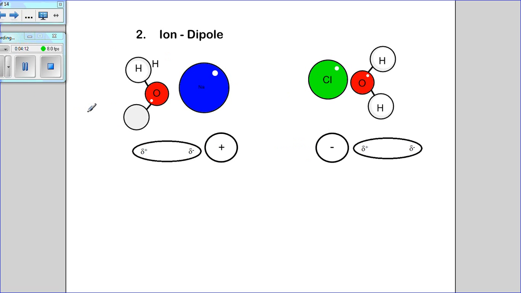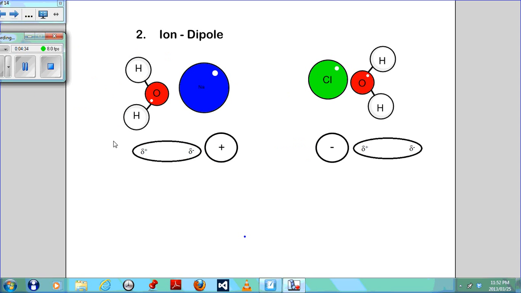Now, another example of an intermolecular force will be found between an ion and a dipole. So here we have water, which is a dipole or a polar molecule. And as we discussed previously, we know that water has an oxygen side, which is slightly negative, and a hydrogen side, which is slightly positive. So when we have the water molecule coming into the vicinity of a sodium ion, we see a bond takes place.